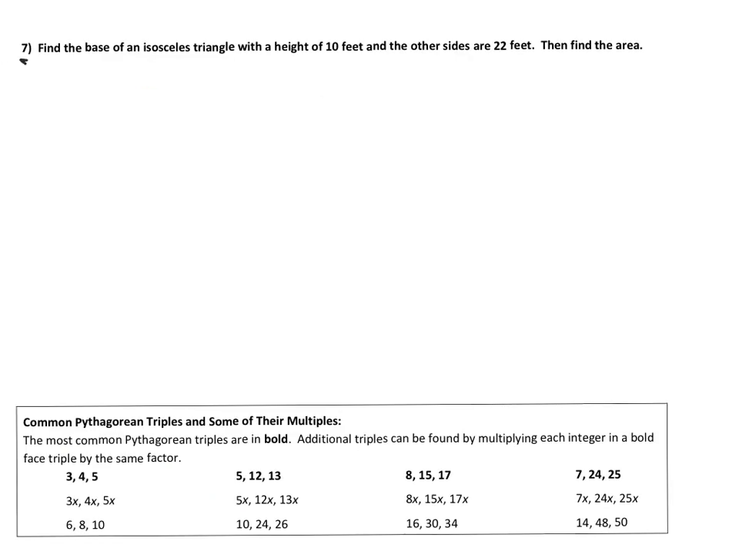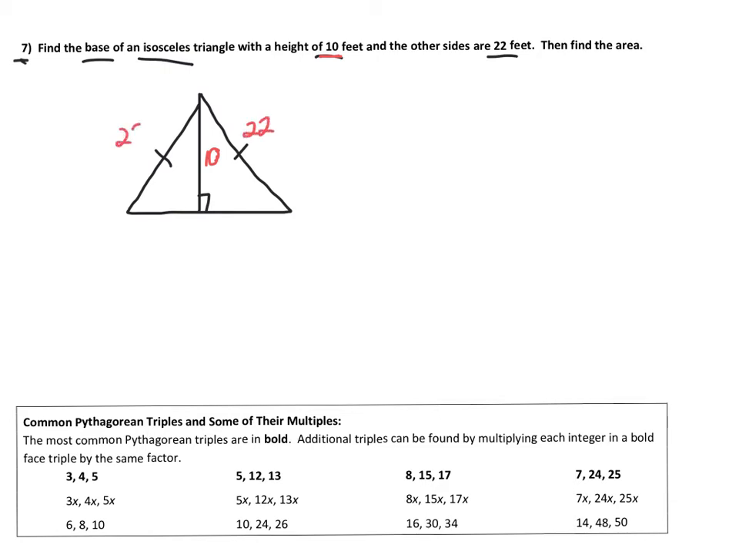Let's take a look at number 7. What I'm looking for is the base of an isosceles triangle. I'm told it has a height of 10, and the other sides are 22 feet. Let's sketch out a picture of this first. I'll mark it off as being isosceles. Here is my height, going straight down. Then I'll fill in the lengths that they give me. The height is 10 feet. I'm not going to include the units since I don't have a lot of space. And the other sides are 22 feet, so we have 22 and 22. I'm trying to figure out what the base is, so maybe we'll call this x right now.